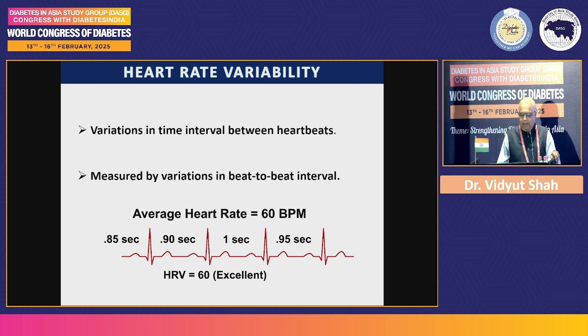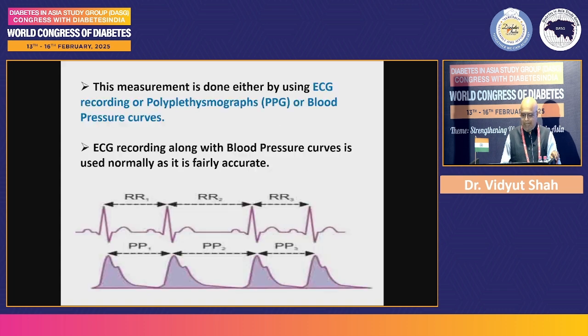and it is measured by variations in beat to beat. And when you see the average heart rate is 60 per minute, you can see that there is little variability in exact milliseconds as seen in the diagram. And this measurement is done either by using ECG recording or a photoplethysmograph or blood pressure curves. And ECG recording along with blood pressure curves is used normally as it is fairly accurate.